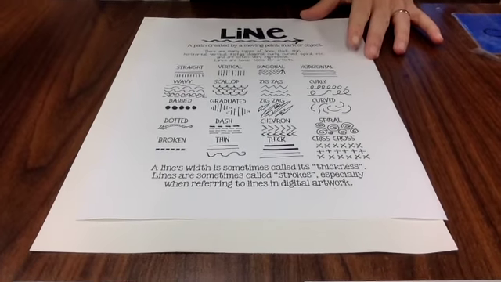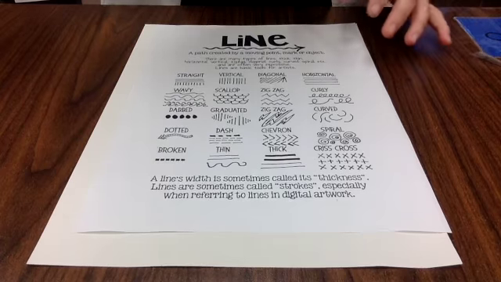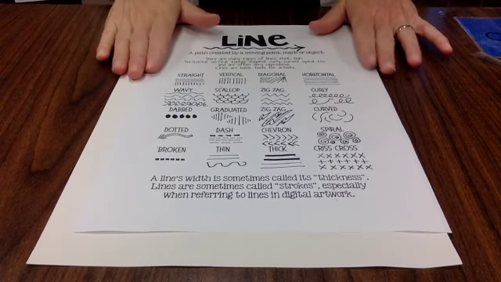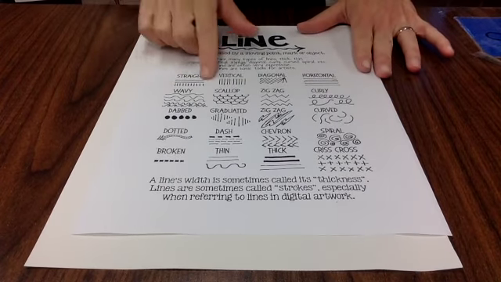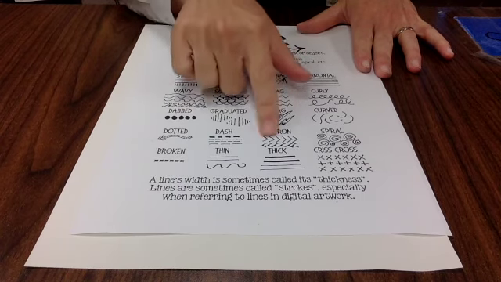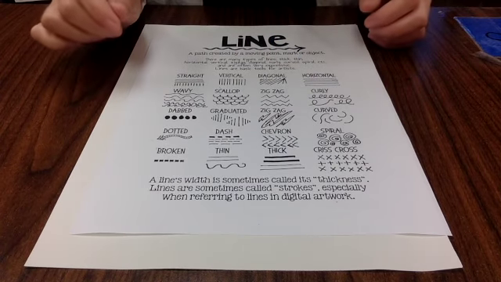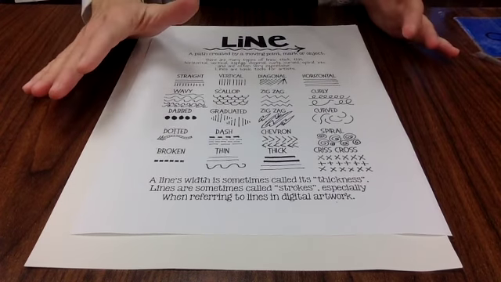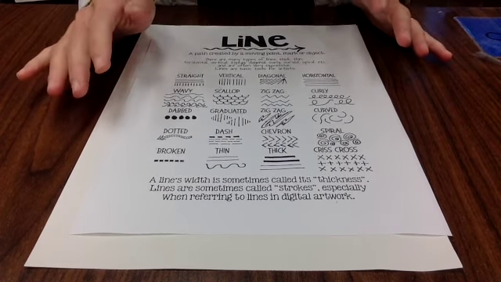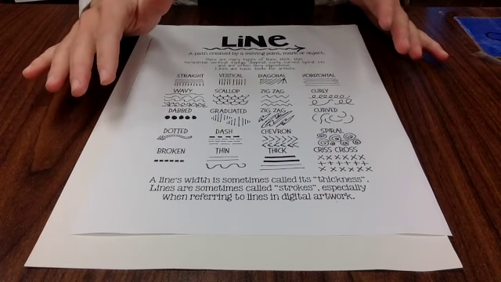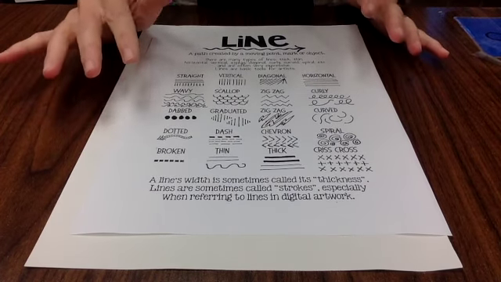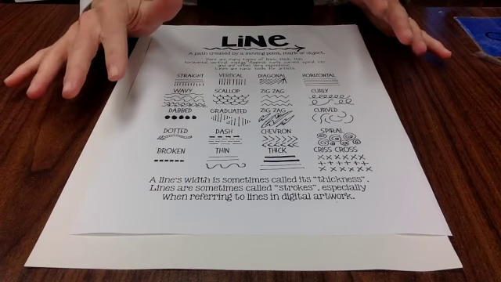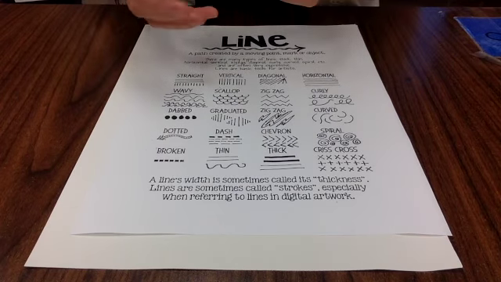Hi everyone! So you might recognize this paper. We have been exploring lots and lots of lines, and last time we looked at different types of line and tried out different types of lines on our paper. So today we are going to continue exploring how artists use line, and a really cool thing, how artists use line to show movement. So like things are moving on their paper.